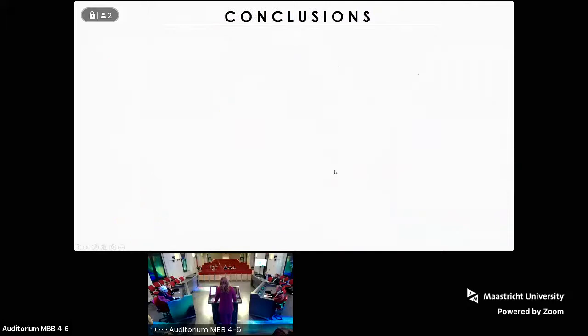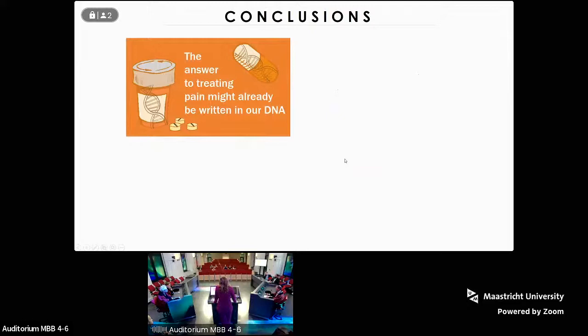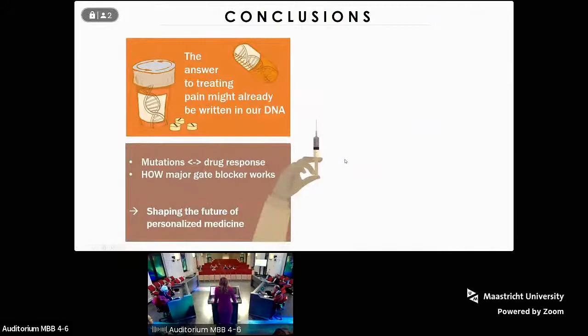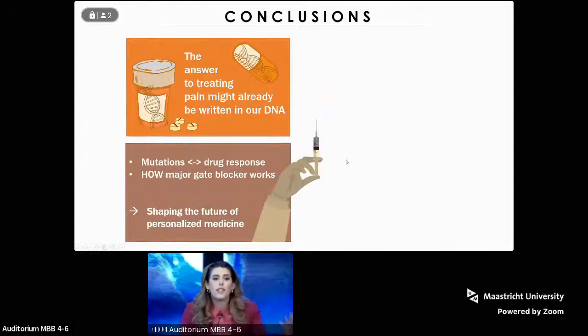To conclude, the answer to treating pain might already be written in our DNA, and that's what we kind of show in the first studies, putting down a stepping stone for correlating mutations and drug response, which in the future could be implemented into a database. And the more we do this, the more information we have to genotype patients, and then hopefully be able to link directly the drugs that they are likely to respond to and not respond to.